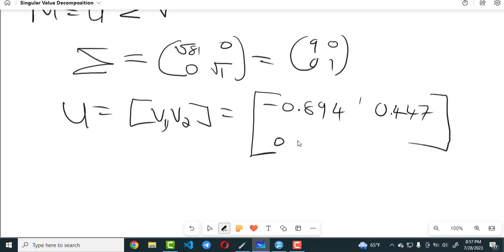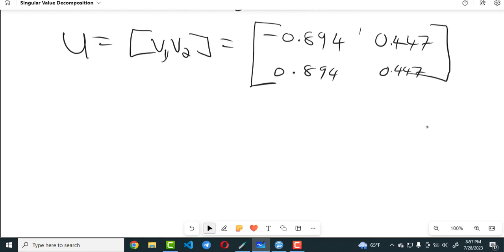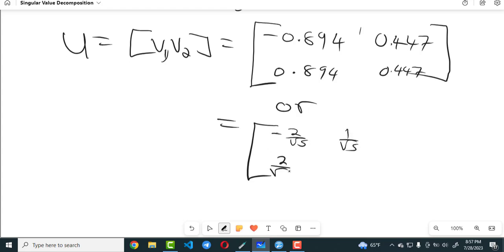So since it represents vector 1 and vector 2, we have our vector 1 as negative 0.894 and 0.447, and positive 0.894 as well as 0.447. Or if you want to represent it in square root form, you can say negative 2 over root 5 and 1 over root 5, and 2 over root 5 and 1 over root 5.